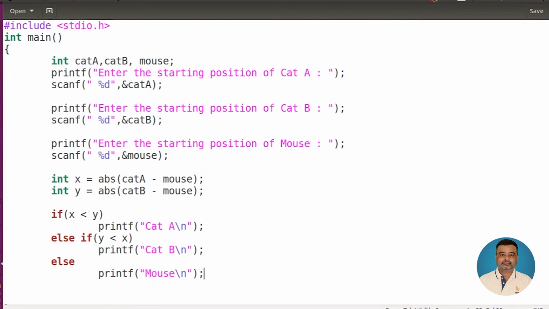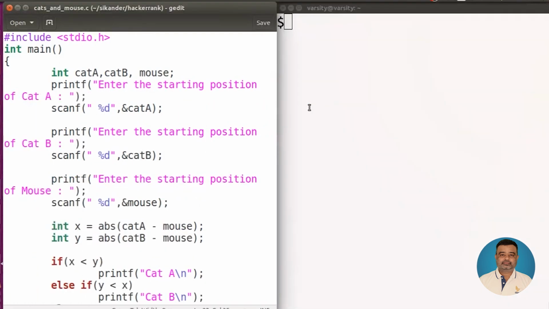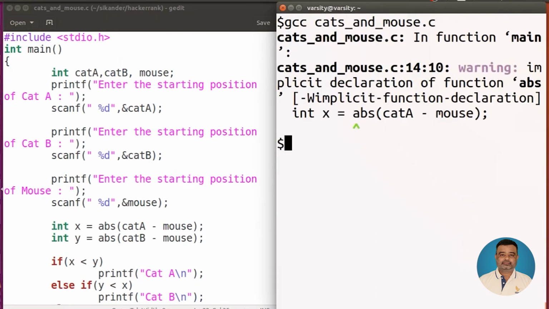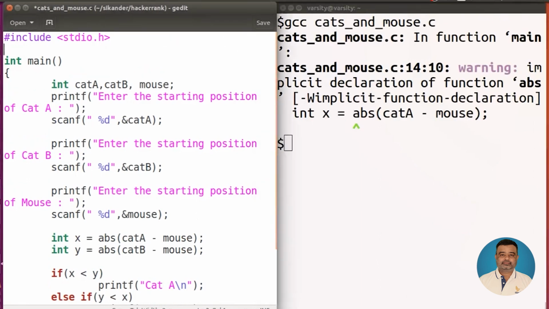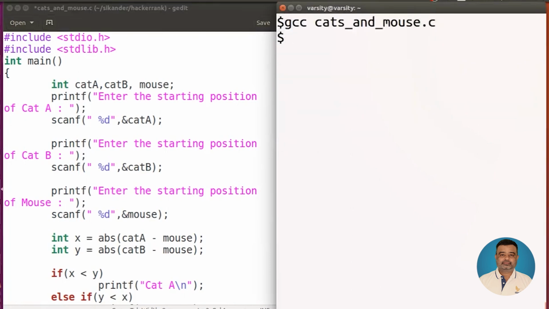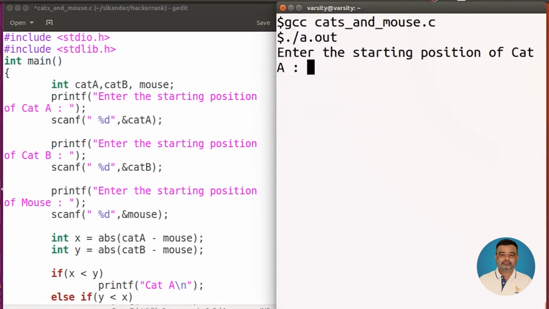Okay, let's try to verify this. Let me just try to compile this. Cats and mouse. Okay, so we require a header file for using this abs. The header file will be stdlib.h. Perfect. Now let me try to run this.